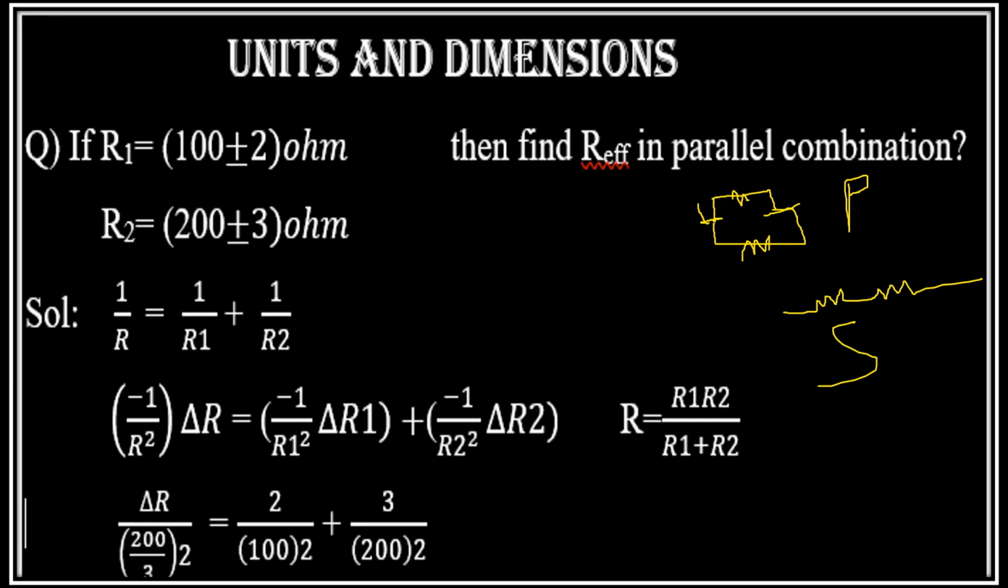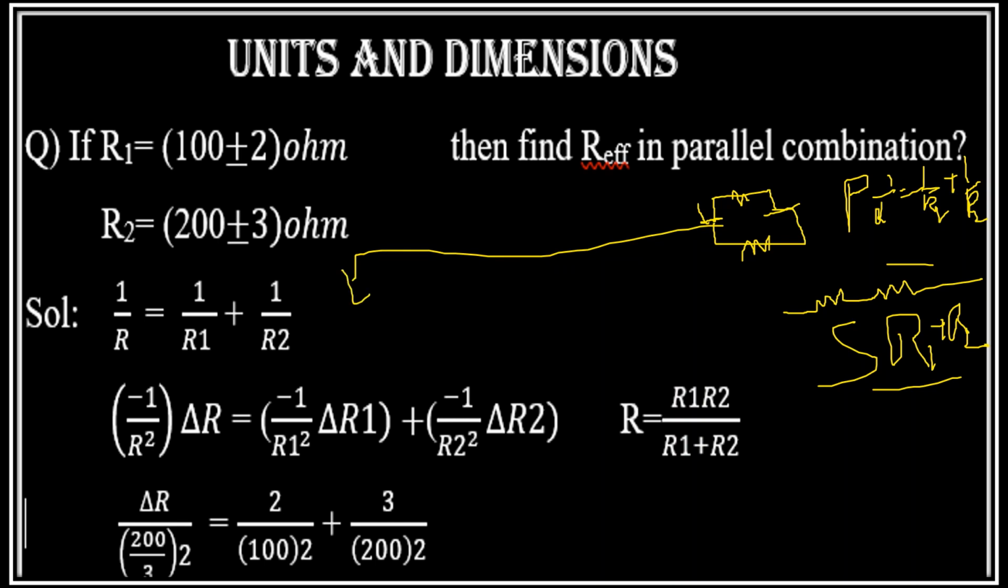For finding effective resistance in parallel combination, we use the formula 1 by R equals 1 by R1 plus 1 by R2. In series combination, R effective equals R1 plus R2. This is the difference in the formula. As it has asked for parallel combination, the formula becomes 1 by R equals 1 by R1 plus 1 by R2. Here minus 1 by R square delta R equals minus 1 by R1 square delta R1 minus 1 by R2 square delta R2, or we can use the formula.